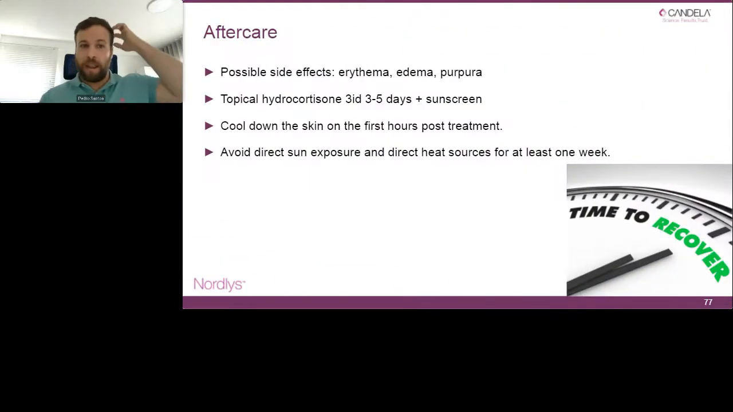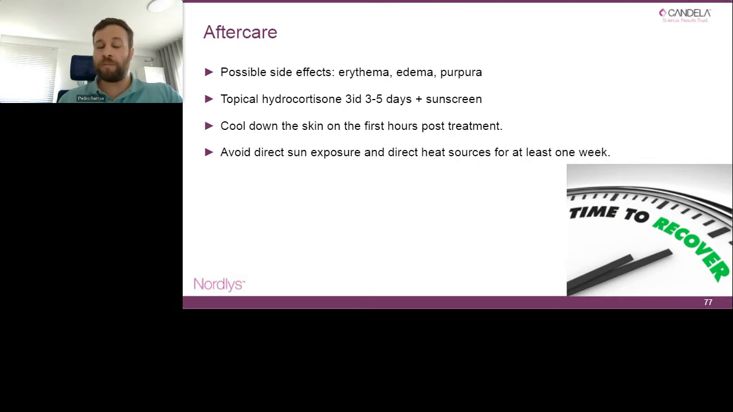And as aftercare, we should be aware that some side effects are possible, namely the erythema, the edema, and the purpura. We should prescribe for 3 to 5 days topical hydrocortisone 3 times daily and sunscreen.